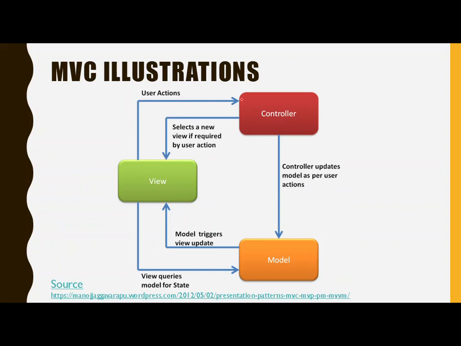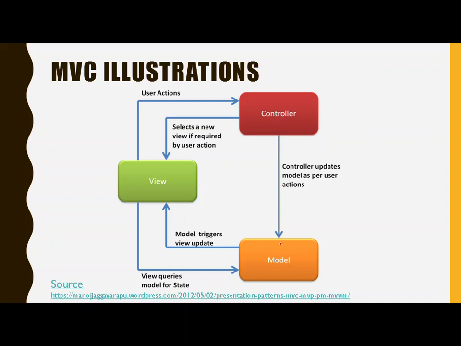So user actions come in and the controller sends information back to the view at times, and at other times, or sometimes at the same time, going to send information over to the model. So the controller says, hey, my model needs to be updated because user actions have caused something interesting to happen, and so that information then gets passed to the model.